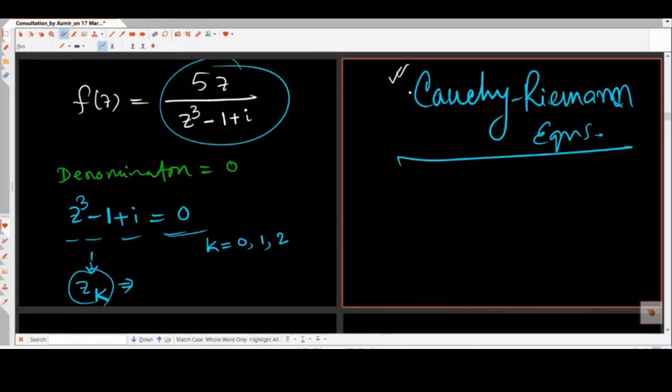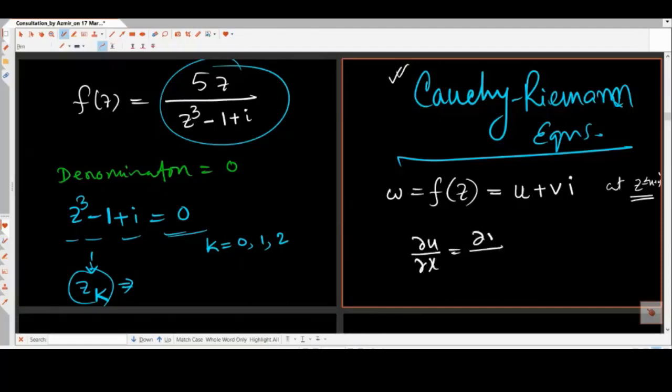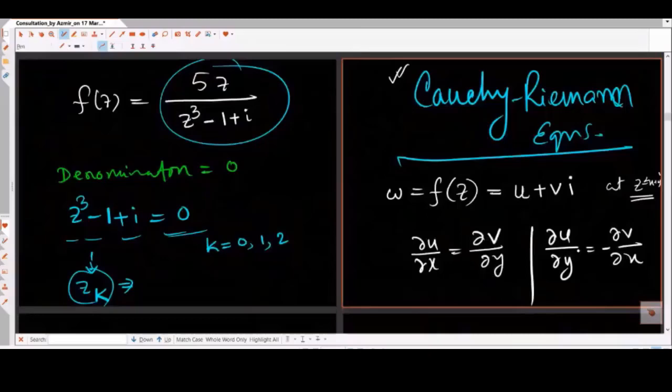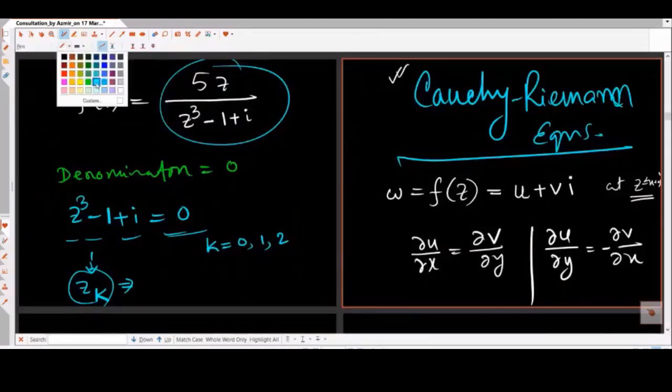So what are the Cauchy-Riemann equations? Any function w = f(z) can be written as u + vi. This function will be differentiable at any point z = x + yi. Then the Cauchy-Riemann equations will be as follows. Just try to focus here. I have written two equations, the first one and the second one.